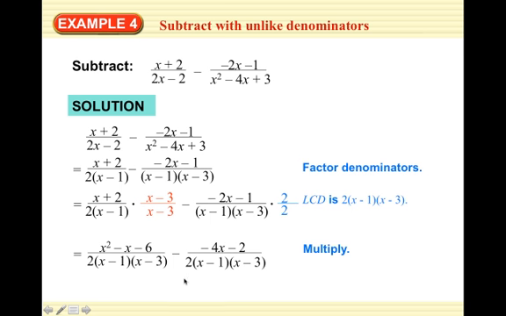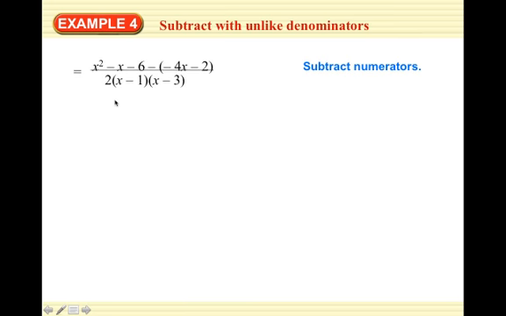And then minus the whole entire fraction here of negative. Let's see, we're going to multiply negative 2x minus 1 times 2, so we get negative 4x minus 2, because we distribute that 2. And this is all over 2 times x minus 1 times x minus 3. So now we're ready to subtract the numerators. We use our common denominator. So we're going to have x squared minus x minus 6 minus the whole entire second numerator, so minus and then negative 4x minus 2, all over our common denominator.